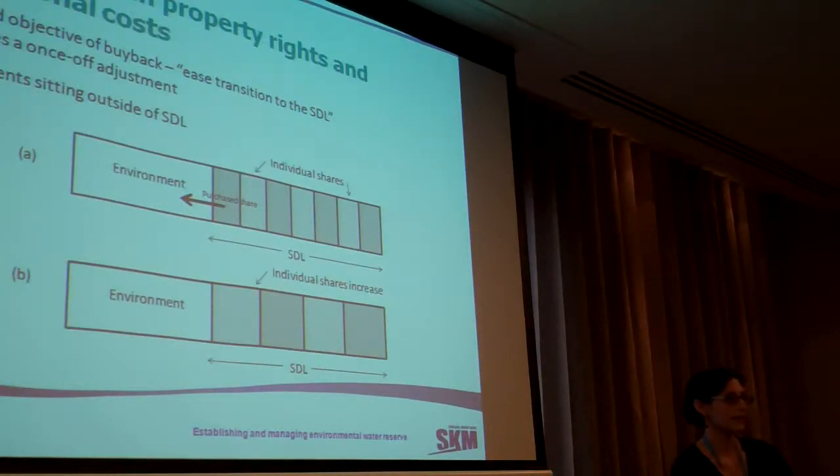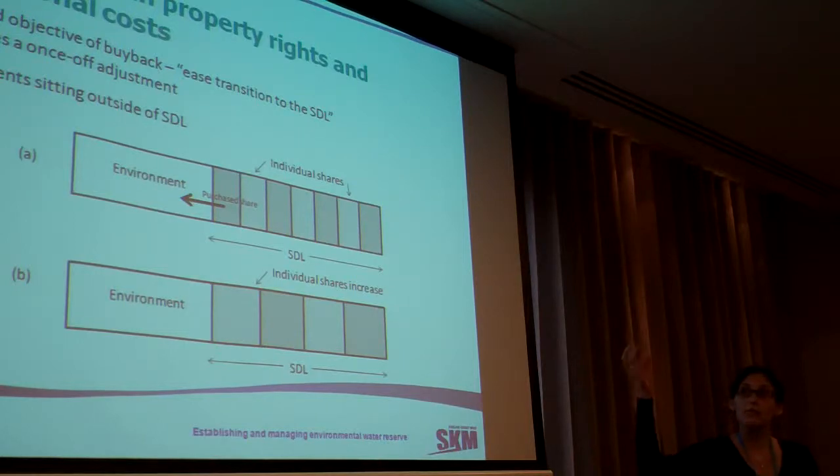So one of the stated objectives is easing the transition to the SDL, and this sort of gets to the accounting issue that I was talking about earlier in terms of the transparency in property rights and the impacts on other users. So if the environmental purchases are going to sit outside the SDL, you have a purchase of a share of water moving to the environment, the number of entitlements or shares remaining within the SDL decreases, so the allocation for the remaining users is improved.